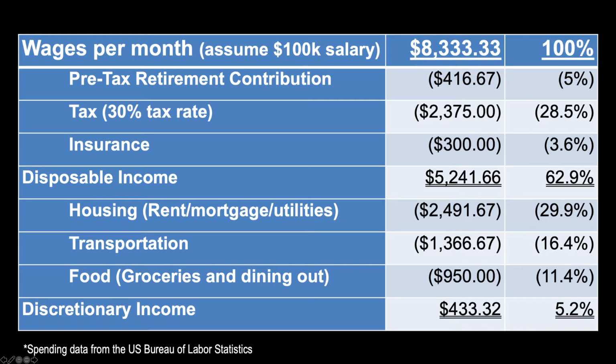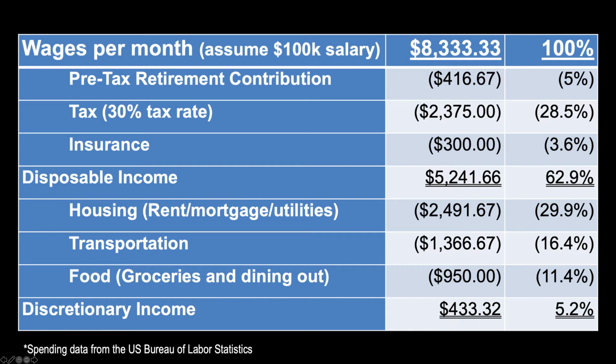Now let's say you put in maybe 5% of your monthly salary into a retirement account, like a 401k. And then from that, you're going to pay a tax rate. I'm estimating around 28.5% based on a 30% tax rate. But remember that because you gave up about 5%, about $400 pre-tax into that retirement account, your 30% tax rate is on a smaller number. So that's one of the advantages of putting into a pre-tax retirement account, is that you're basically reducing your taxable income.